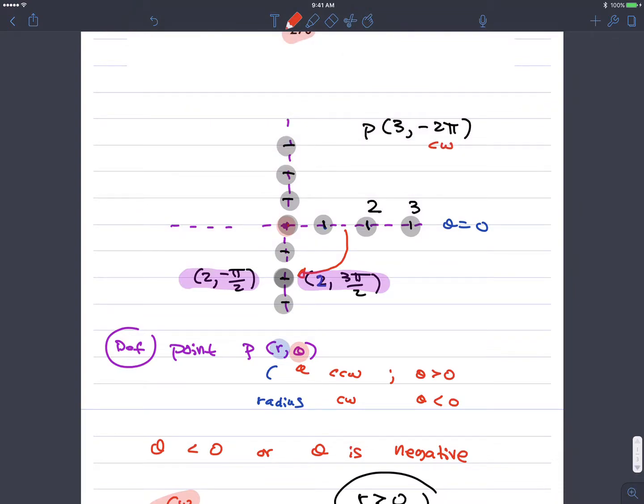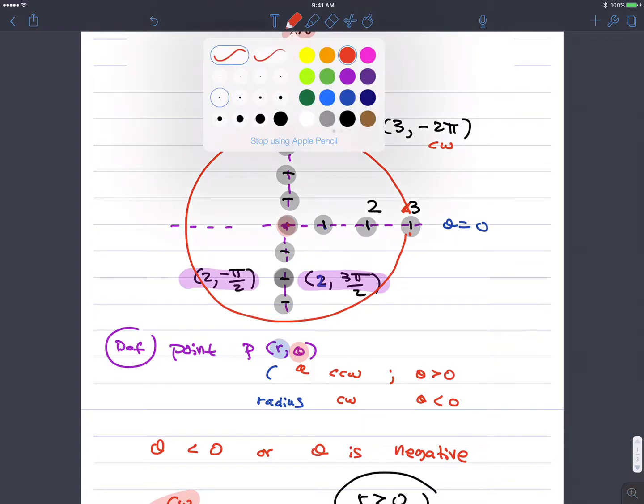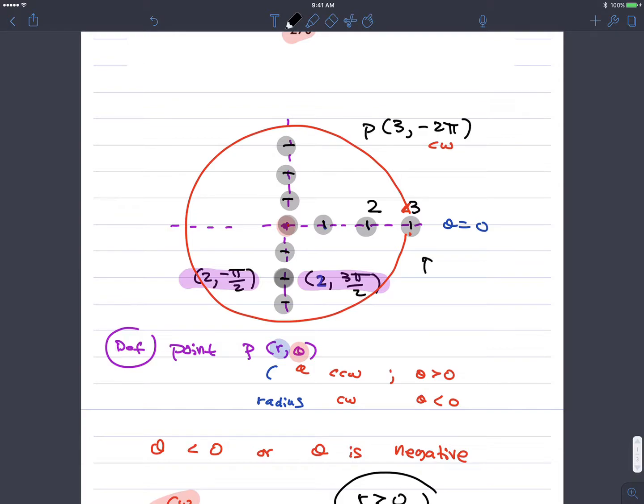Sorry, not counterclockwise, but clockwise. How does that rotation look now? Take this particular point and rotate it 360, all the way around. Is that true? What I'm saying to you guys is the location of (3, 0) is the same as (3, -2π).